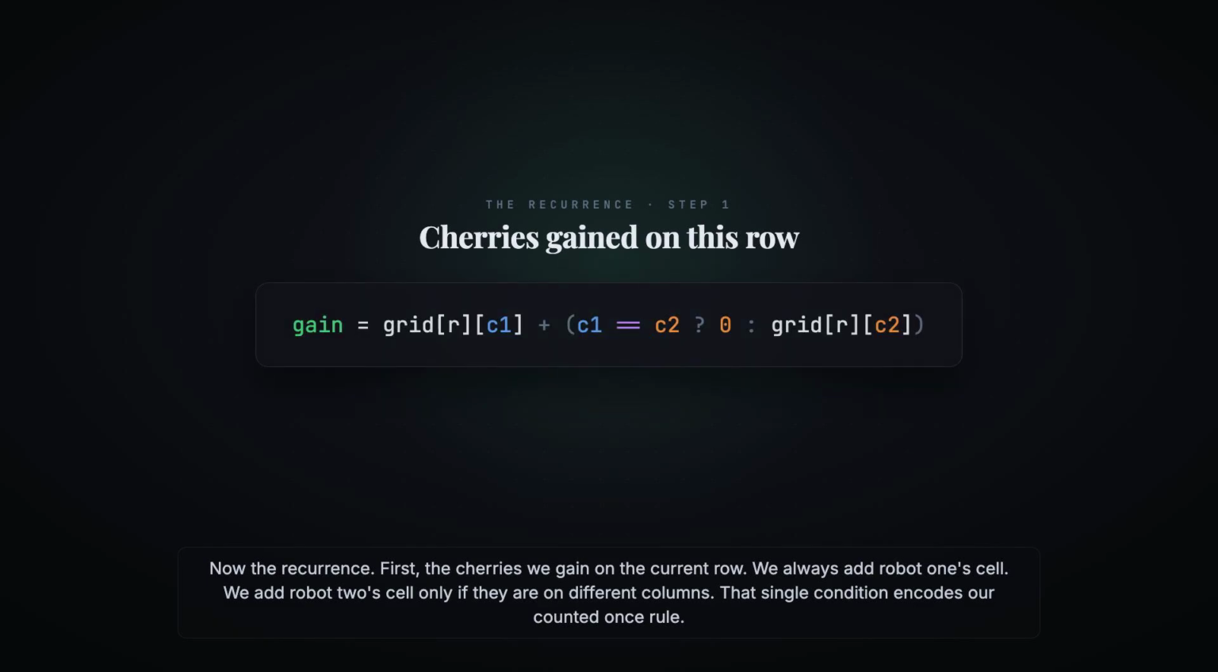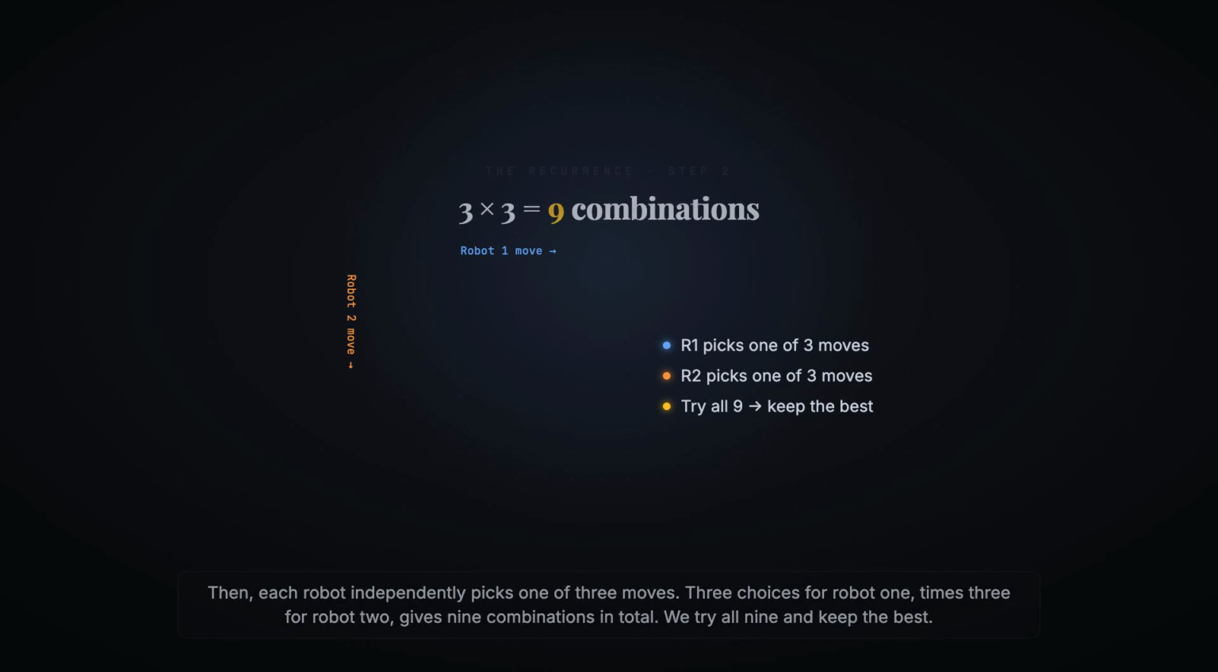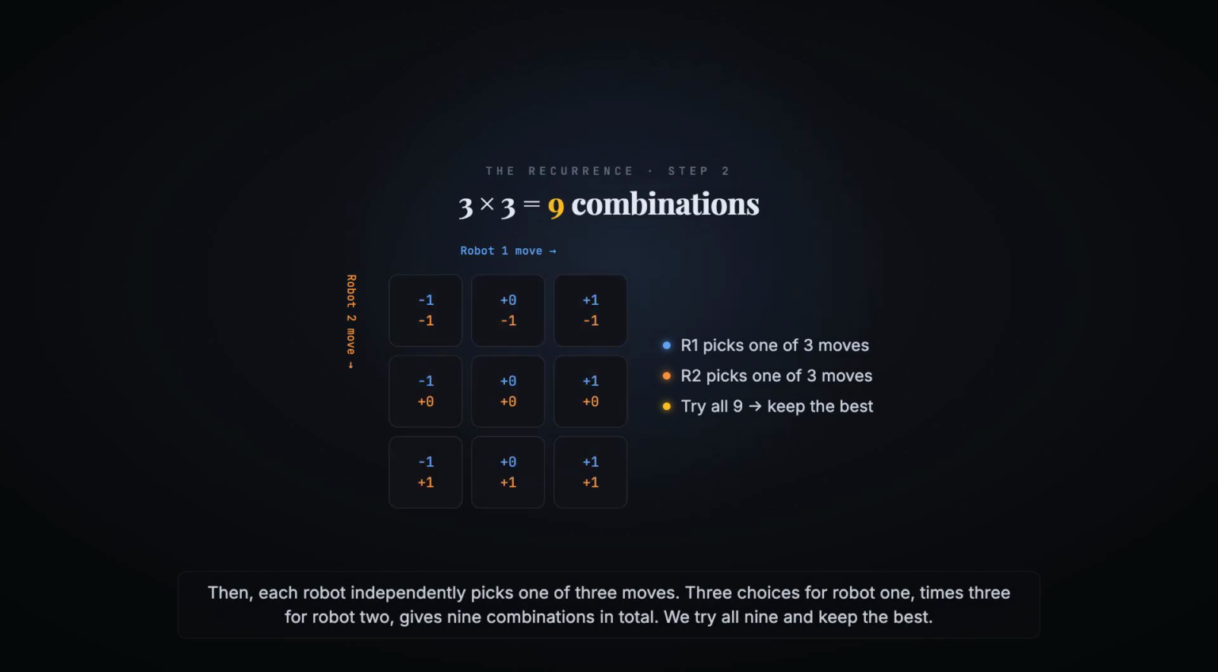Now the recurrence. First, the cherries we gain on the current row. We always add Robot 1's cell. We add Robot 2's cell only if they are on different columns. That single condition encodes our counted-once rule. Then, each robot independently picks one of three moves. 3 choices for Robot 1 times 3 for Robot 2 gives 9 combinations in total. We try all 9 and keep the best.